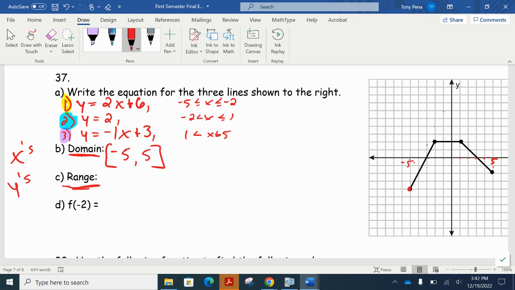So this is the lowest point on this graph. If we look, this is negative 1, negative 2, negative 3, negative 4. So the lowest point on this graph is a negative 4. And the highest point on this graph is up here, and that's at the y coordinate of 2, or y value of 2. So that's our range, smallest to largest y value.